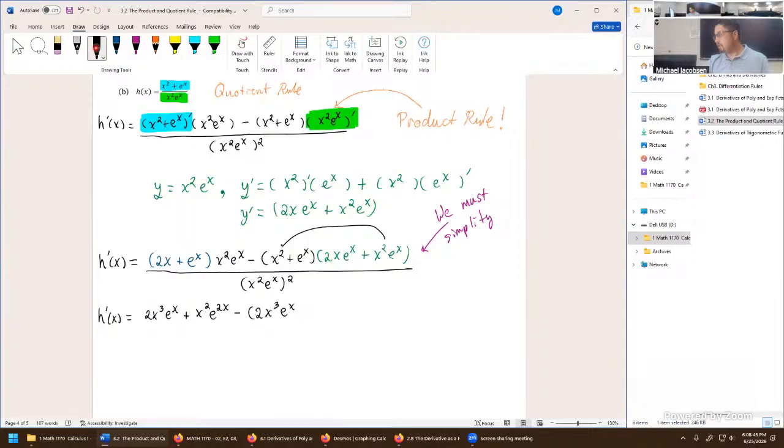Then finally, well, not finally, halfway there. Next, x squared times x squared e to the x is plus x power 4 e to the x. Now distribute with e to the x. When e to the x multiplies e to the x, it just becomes e to the 2x. So this is plus 2x e to the power 2x, a more simplified way to write that down. And then e to the x times x squared e to the x gives us plus x squared e to the 2x.